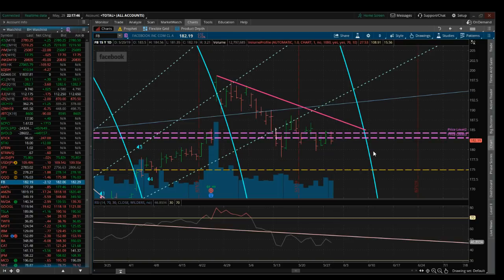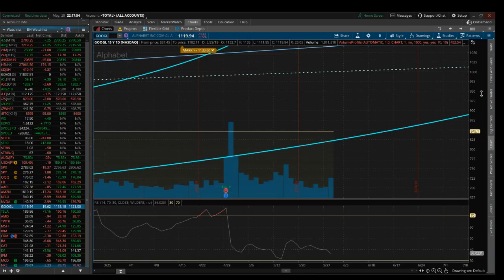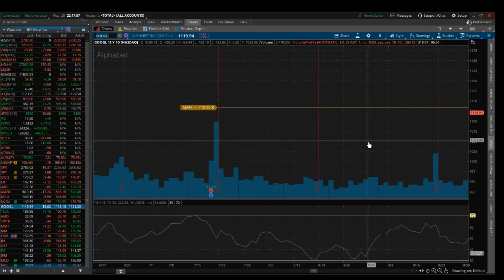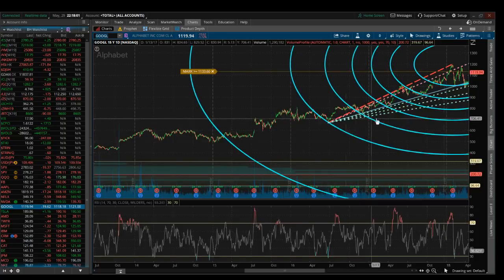And then Google, the Goog, is not doing it yet. Again, there's that 1100 level, but it's painful to get there because of a couple of the moves, and I don't know why it keeps doing this. So there we go.